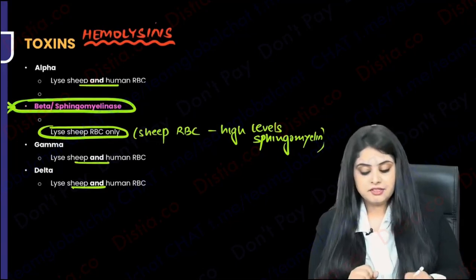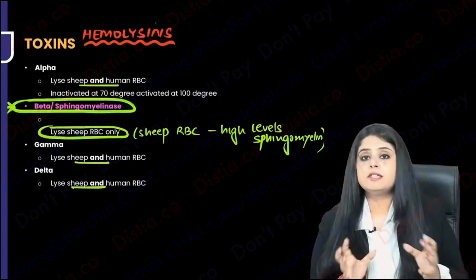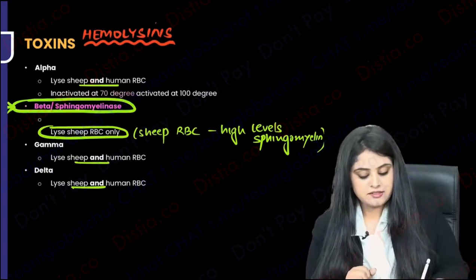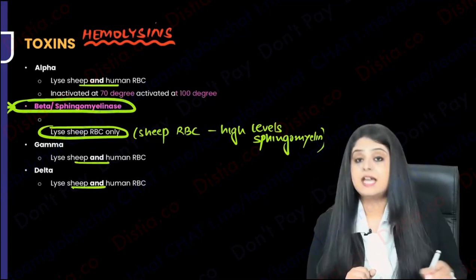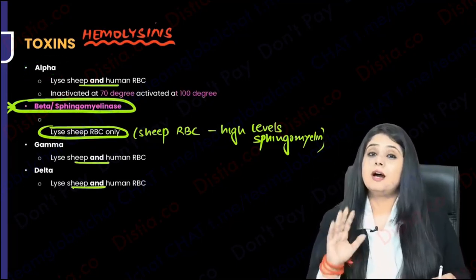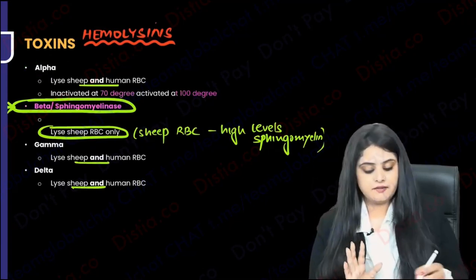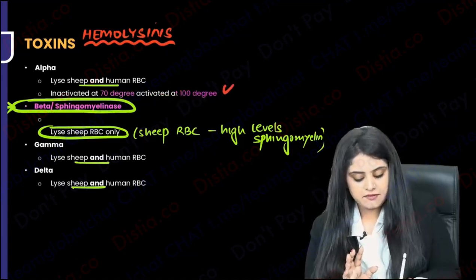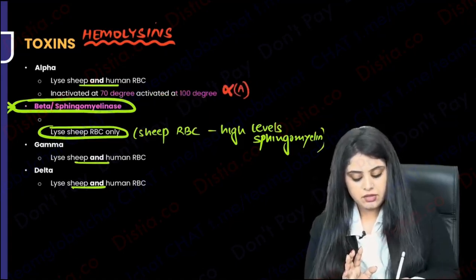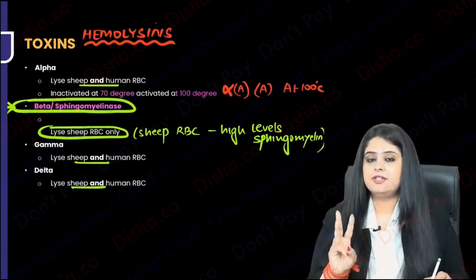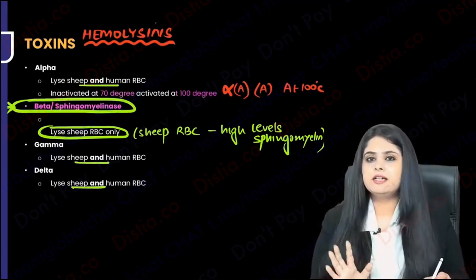What else? This alpha hemolysin has a little bit of a temperature problem, meaning it is going to get inactivated at 70 degrees and activate again at 100 degrees. So alpha says that I am going to go above 100 degrees and then get activated. How did I learn it? Alpha, or A, is going to get activated at 100 degrees. Okay, so alpha activated at 100 degrees, not below that. At 70 degrees it will get inactivated.